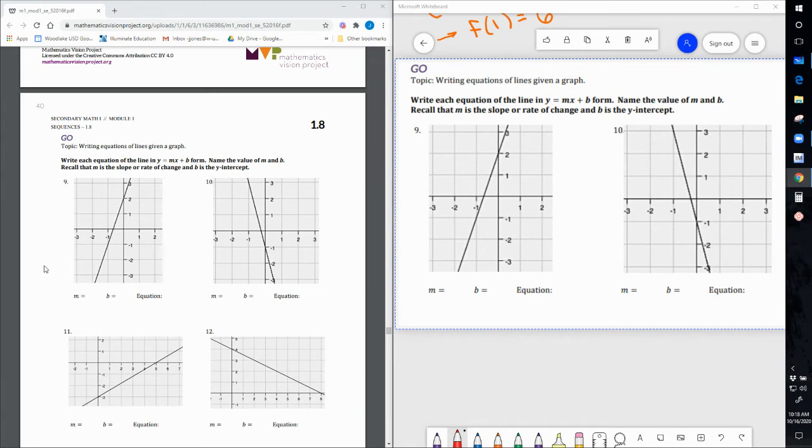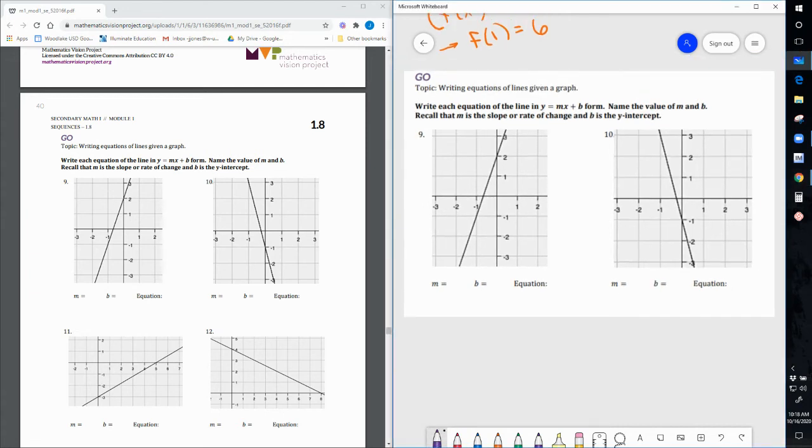Let's make this as quick as possible. The first thing we always want to notice is whether the slope is positive or negative right off the bat. You should be able to look at the line and know if it's positive or negative. If Mr. Norman didn't teach this to you, I'm going to show you my little trick.